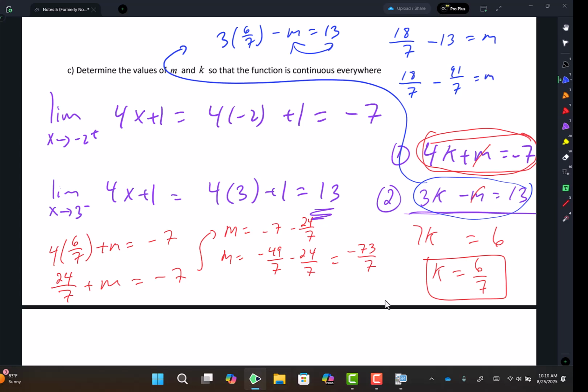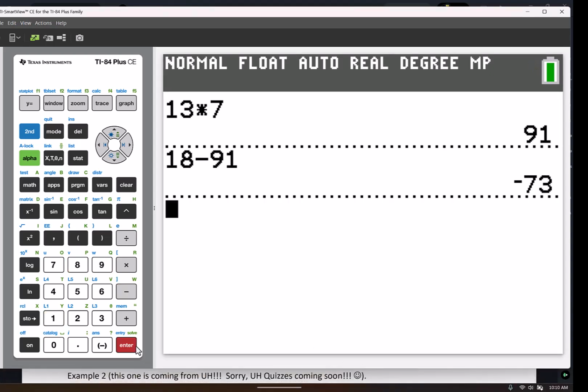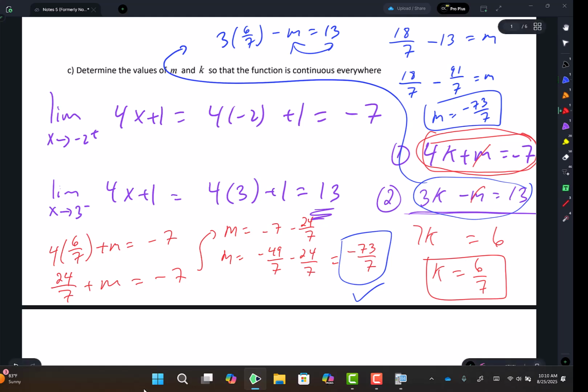Is that the same thing as 73 over 7? Negative? 18 minus 91? 18 minus 91. Yep, there you go. What? I did it right. We got negative, which is what we had here. 18 minus 91, or I guess 91 minus 18, but change the sign to a negative because 91 is bigger. So even if you would have done equation 2, you would have gotten the same thing. I just think equation 2 would have been a little tougher.